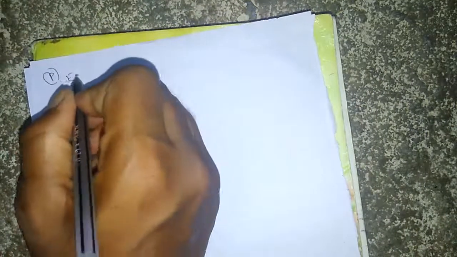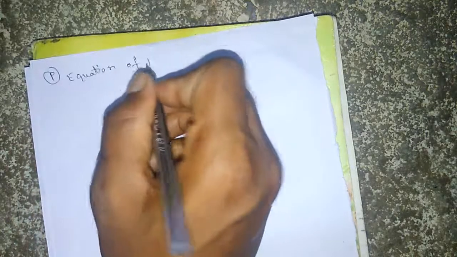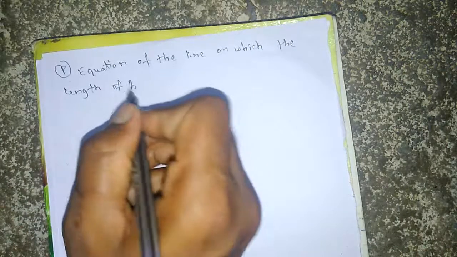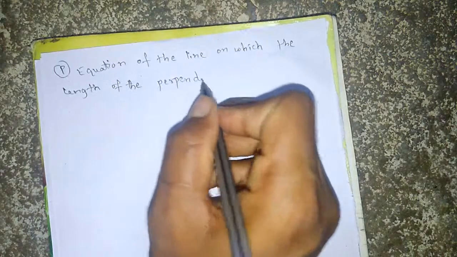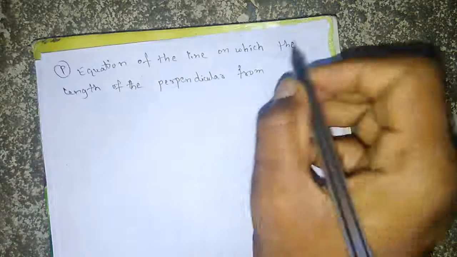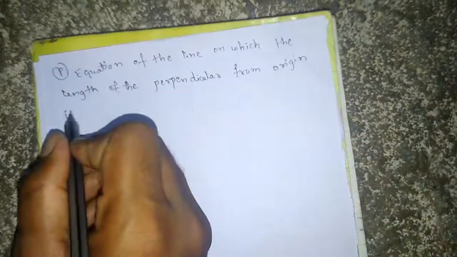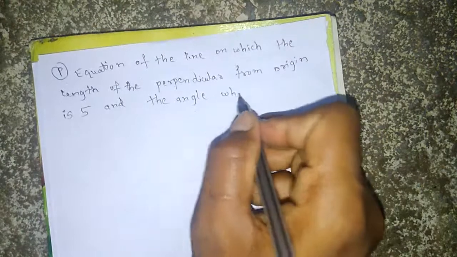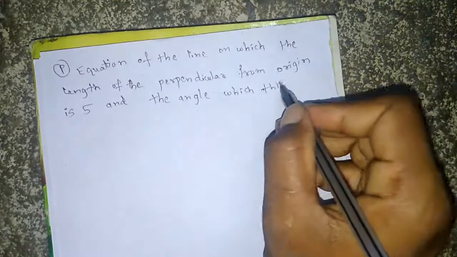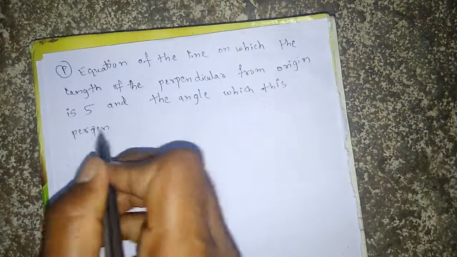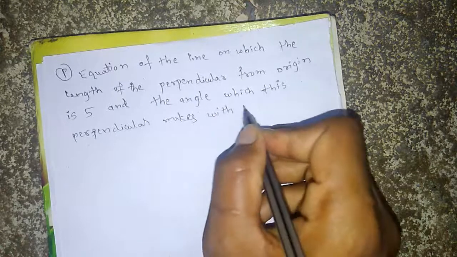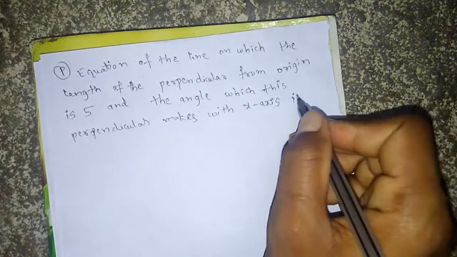Next problem is the equation of the line on which the length of the perpendicular from the origin is 5 and the angle which this perpendicular makes with the x-axis is 60 degrees.